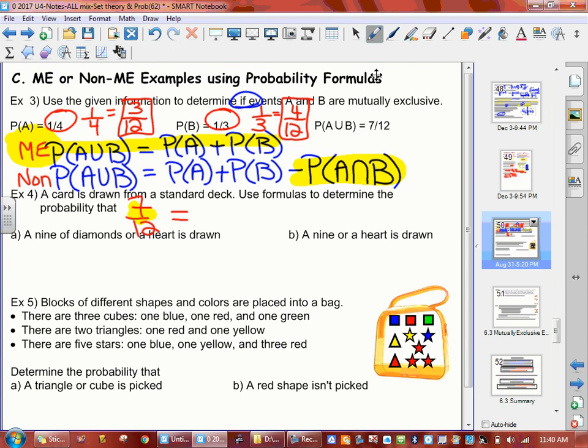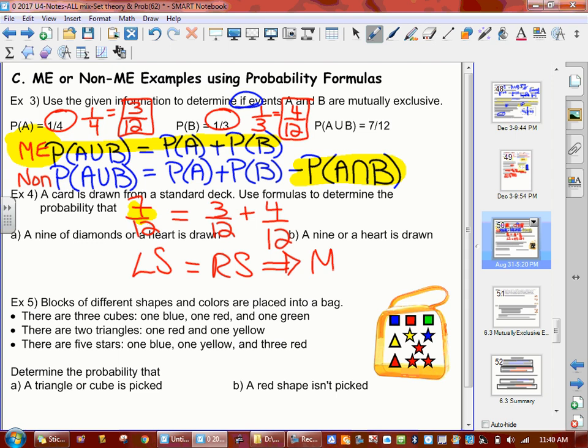We're going to use those numbers, because if that top statement is true, my left side should equal my right side. So probability of A is 3 over 12, probability of B is 4 over 12. If I add A and B, do they give me 7 over 12? Yes. Since the left side equals the right side, that means they are mutually exclusive. Number 3 is asking, are they mutually exclusive? We say, heck yeah, left side equals right side.